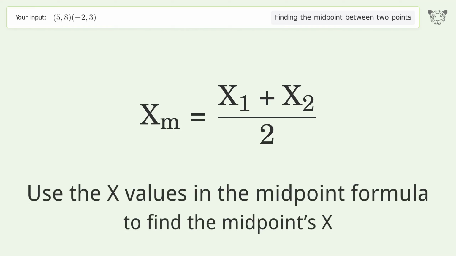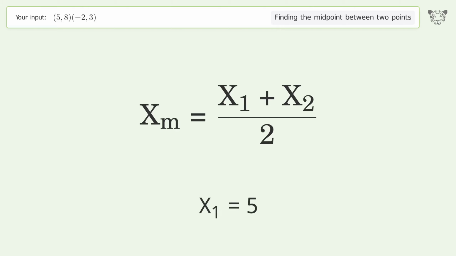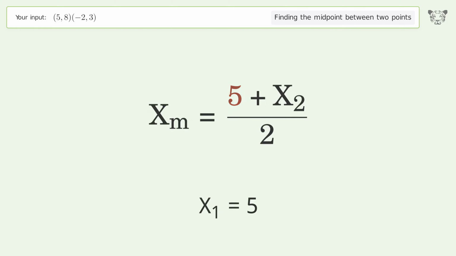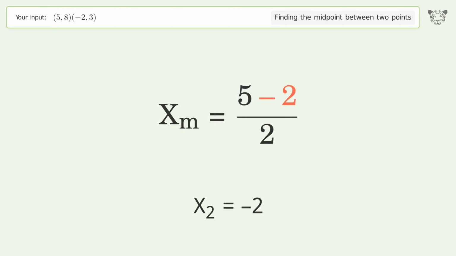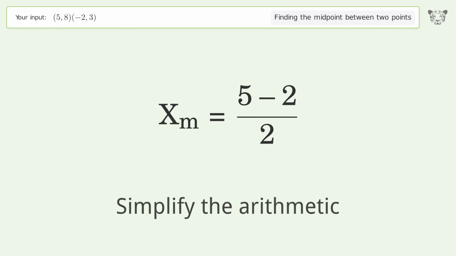Use the x values in the midpoint formula to find the midpoint's x. x1 equals 5. x2 equals -2. Simplify the arithmetic.